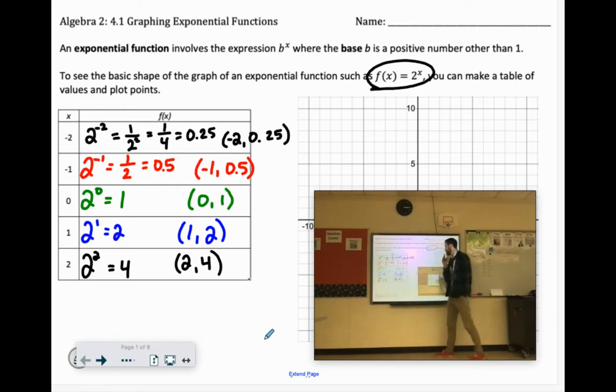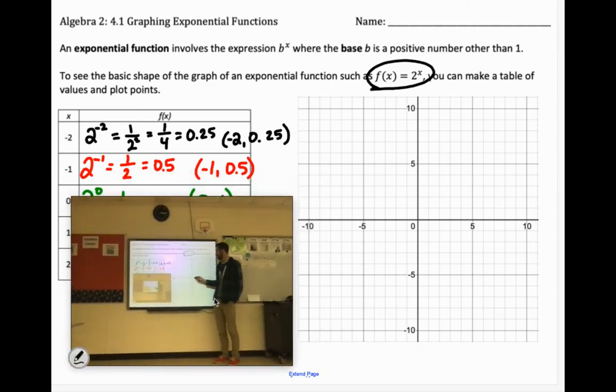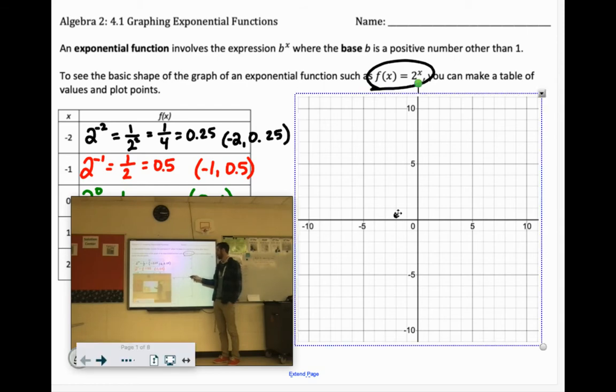So we're going to graph these points here. I'm going to move over to the left. We have -2 and 0.25. That'll be like here-ish. We have -1 and 0.5. That's going to be a little bit higher. We have 0, 1, 1, 2, and then 2, 4. So you'll see it's starting to really shoot up there. It gets really steep. This is what is called exponential growth. So it's going to cruise up pretty sharply from there.